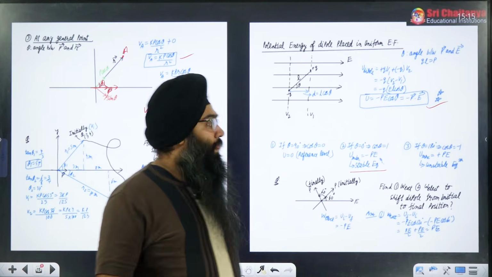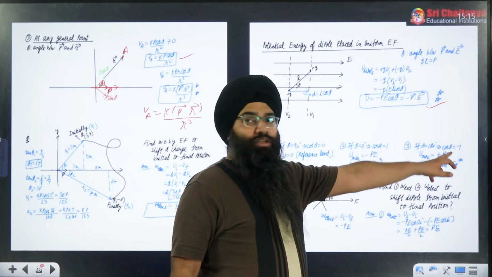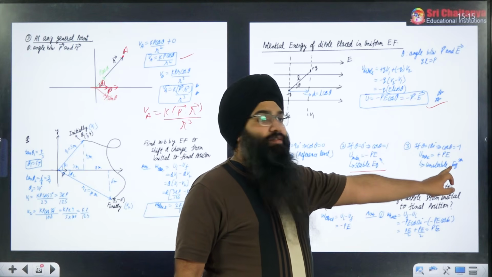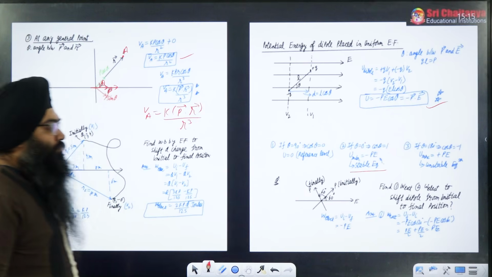And in unstable equilibrium, theta will be equal to 180 degrees, cos theta will be minus 1, potential energy will be maximum, that will be plus PE, and this will give you unstable equilibrium.